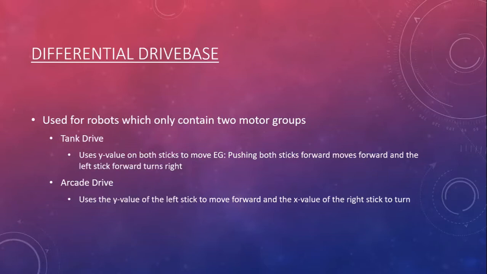So it takes in two input values, one for the left side, one for the right. And for example, you could use the left Y values to move the left side, the right Y values to move the right side. The arcade drive is a bit different. It also takes in two inputs. However, it uses one value to turn and one value to move forward and backwards. So for instance, the Y value of the left stick would be used to move forward and backwards of the entire robot, and the X value of the right stick would be used to turn.